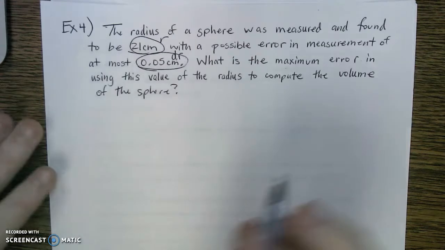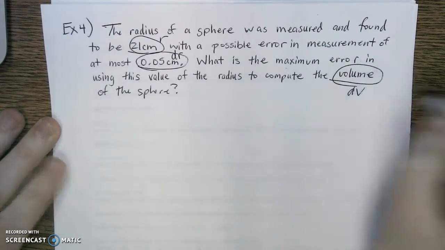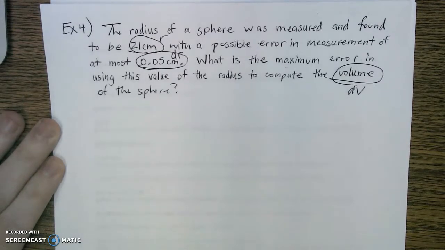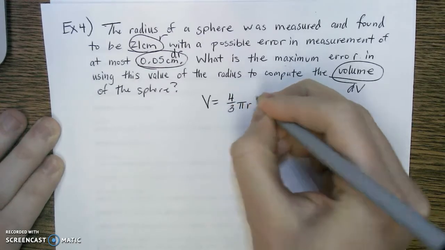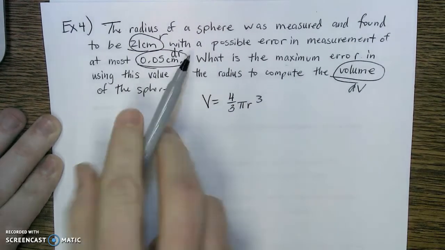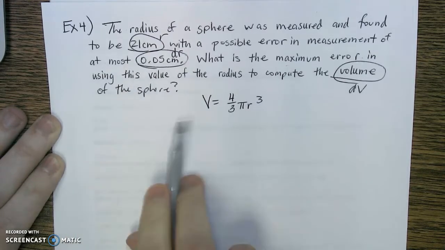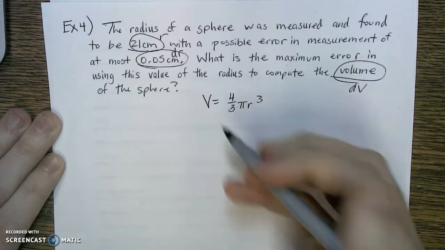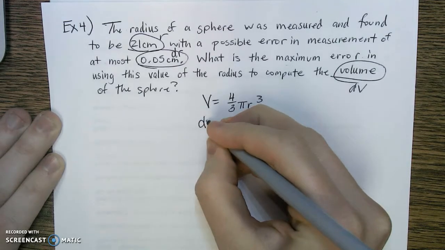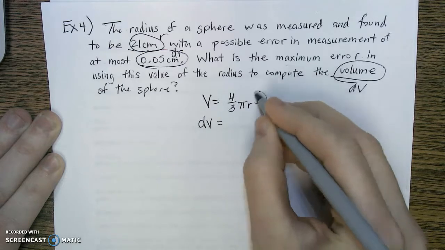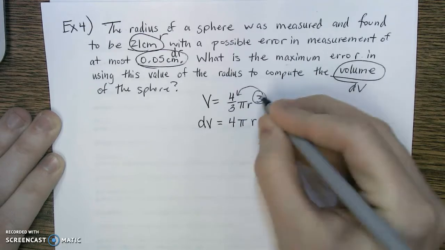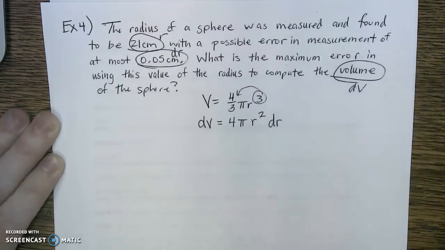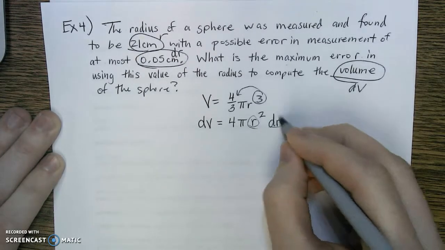So we're looking for the maximum error of the volume. We're looking for dV. So if we think about the volume of a sphere, which is 4/3 pi r cubed, and we're looking for dV, and we're given dr, then that tells me I need to find the derivative of this equation. So I've got derivative of V, which we'll call dV. And then if I bring the 3 in front, that would cancel the 3 and leave me with 4 pi. And then take 1 away, r squared, and then dr. So there's my derivative.